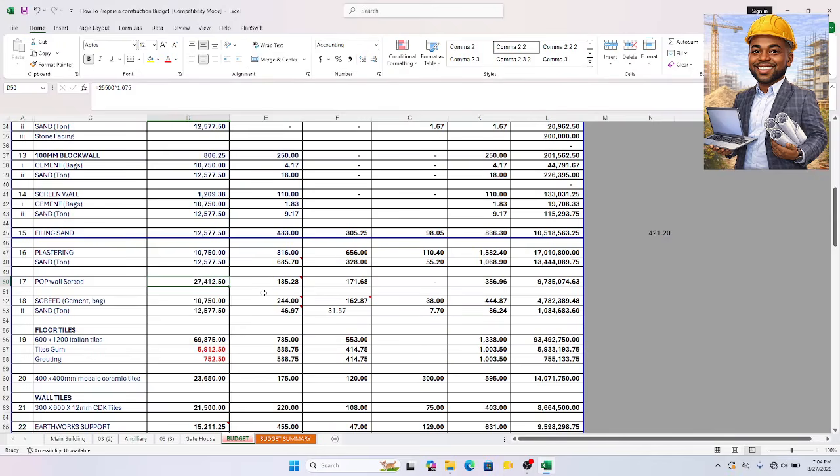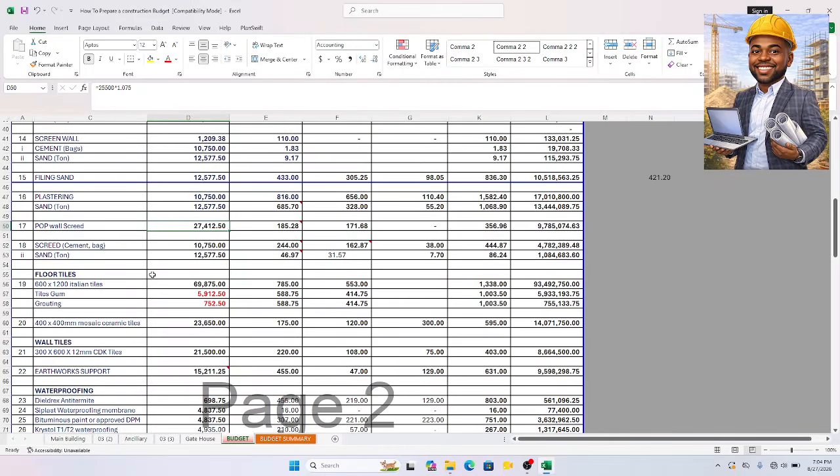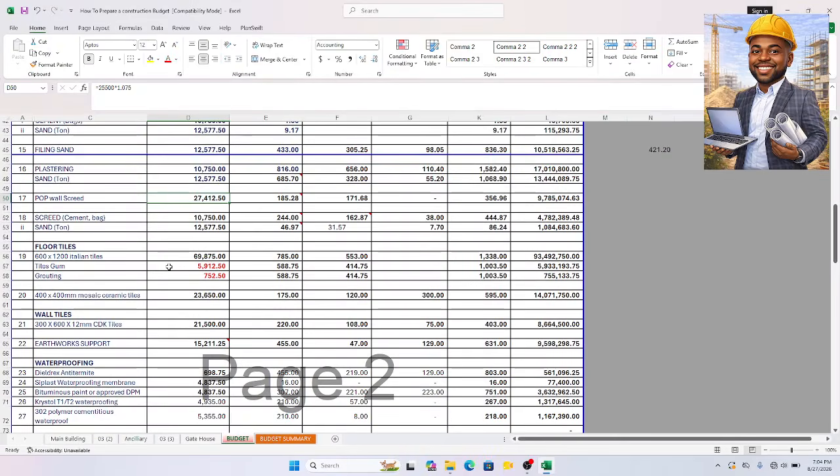All right. Then which one have I not talked about? Screed. Now this is screeding here, I mean floor screed. Now generally for screeding, we use 4 bags per cubic meter. 4 bags per cubic meter.